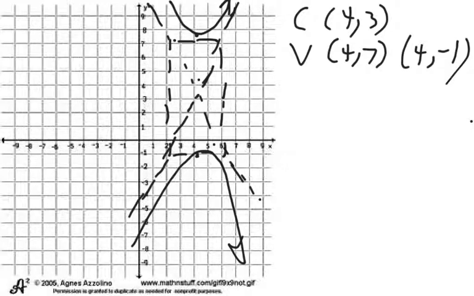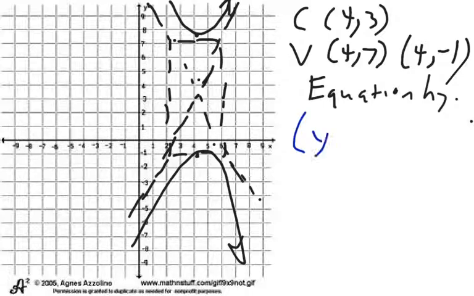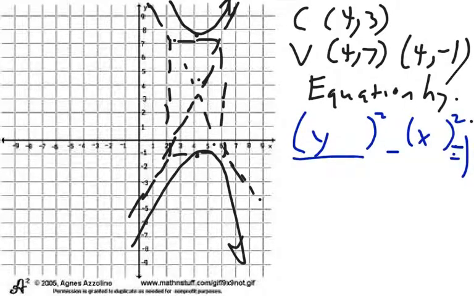Alright, I tried to graph this, and so on the side here I have a center of 4, 3 and vertices of 4, 7 and 4, 1, and they want the equation of the hyperbola. So taking a look, because this is up and down, y should come first. And since my center is at 4, 3, I'm going to do y minus 3 and x minus 4.